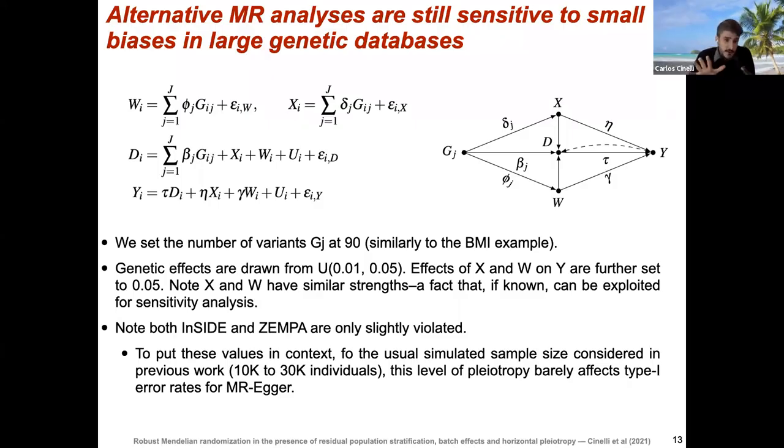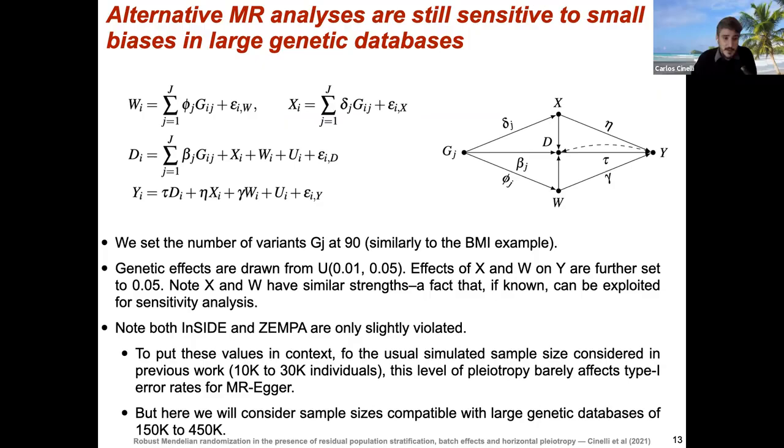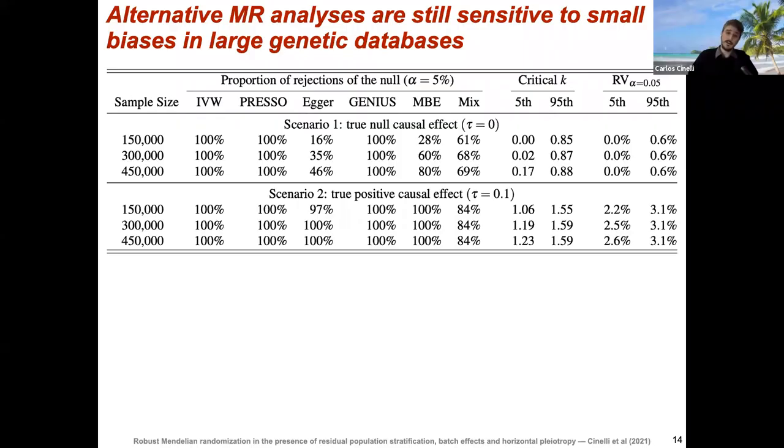Just to put these values in context, if you simulate this with the usual sample size you see in previous studies, like 10,000 or 30,000 individuals, this level of pleiotropy will barely affect type 1 error rates for MR-Egger, for example. So this will not be a problem for MR with 10,000 or 30,000 individuals. But here we're going to consider sample sizes compatible with large genetic databases, such as 150,000 or 450,000 individuals. So that's what we get in this simulation.